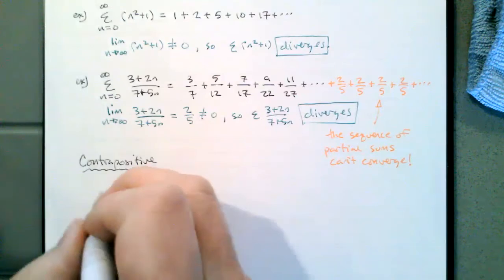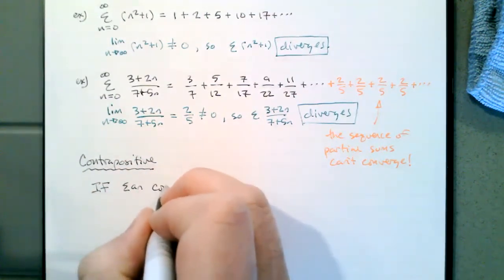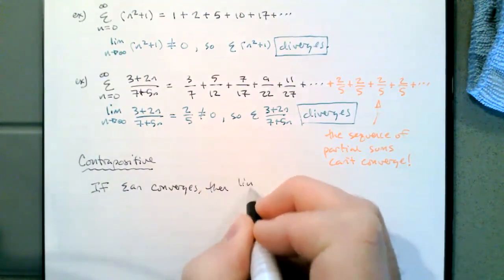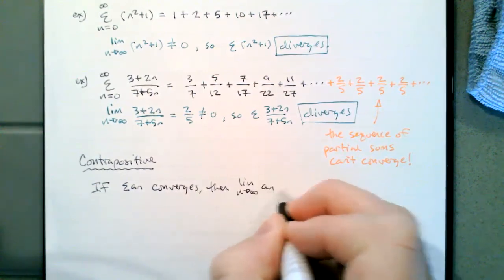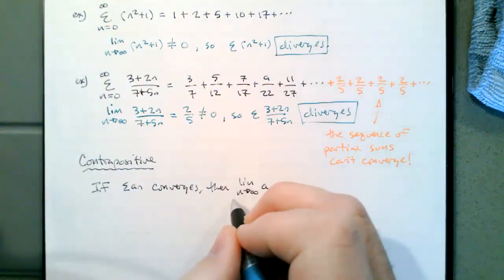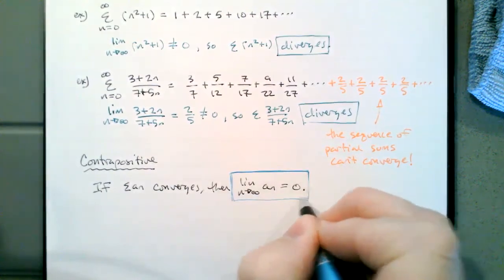So the contrapositive says that if the series converges, then the limit of the terms is equal to 0. If not B, then not A. So the limit of the terms equals 0 is a necessary but not sufficient condition for a series to converge. So this statement here is necessary but not sufficient for convergence.